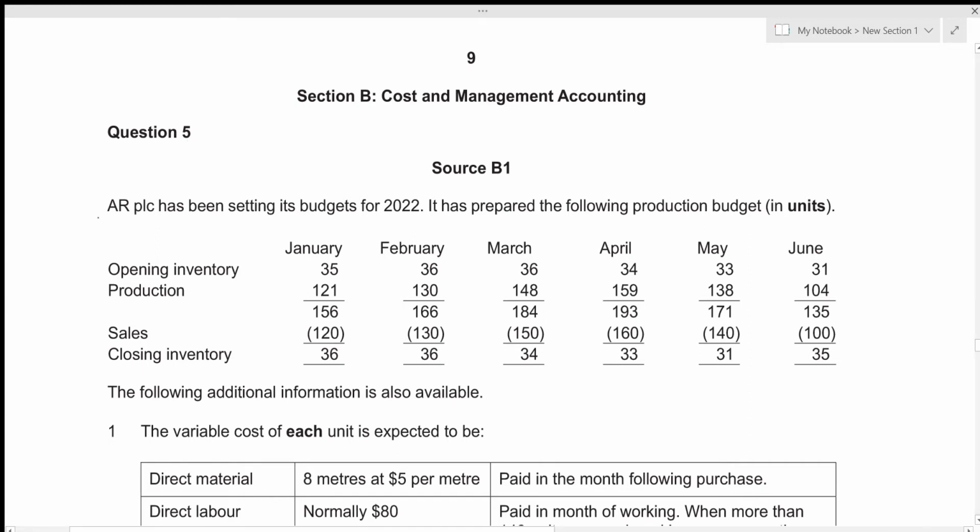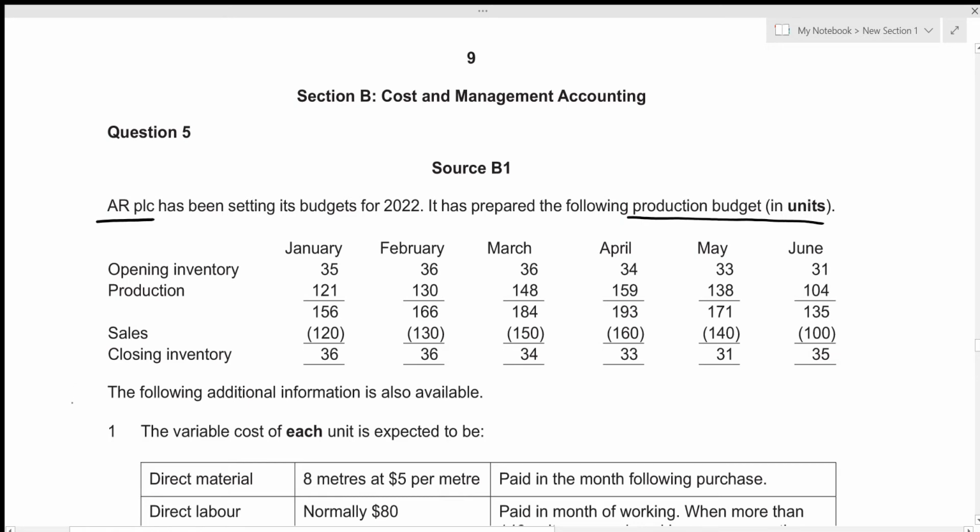AR PLC has been setting its budgets for 2022. It has prepared the following production budget in units. So the production budget consists of the opening inventory for each of the first 6 months of the year 2022. Then we have the production level for those particular months. Then we have the sales level for those particular months in order to figure out our closing inventories.